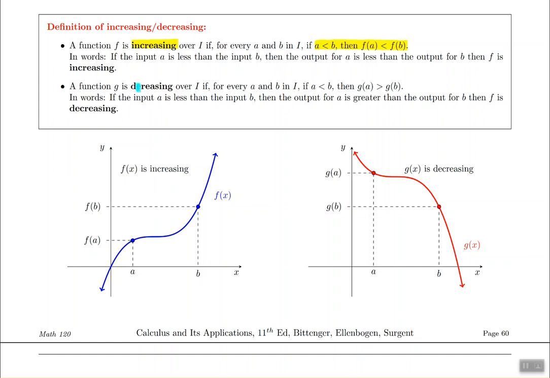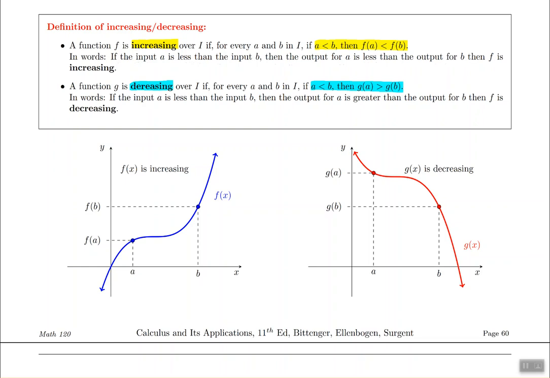And also, we say that the g function is decreasing if for every a that's less than b, g of a is greater than g of b. Okay, so these are technical terms, but they don't have to be complicated or very difficult. You can read the terms and definitions in words. It says if the input A is less than the input B, then the output for A is going to be less than the output for B, then the function is increasing.